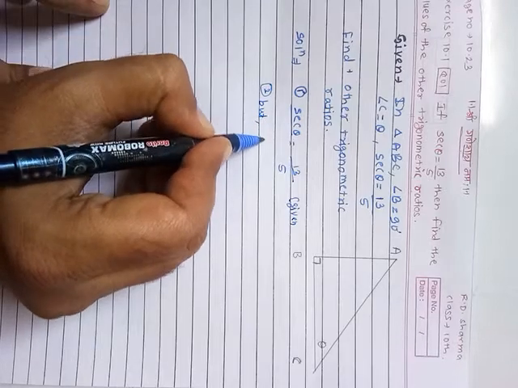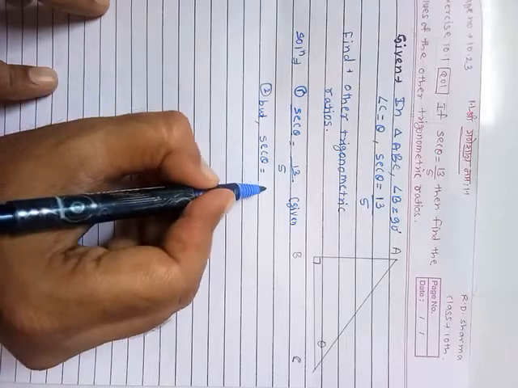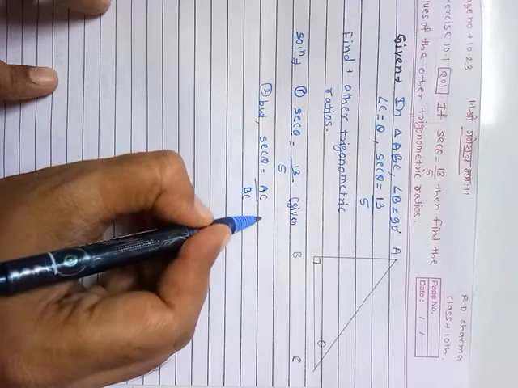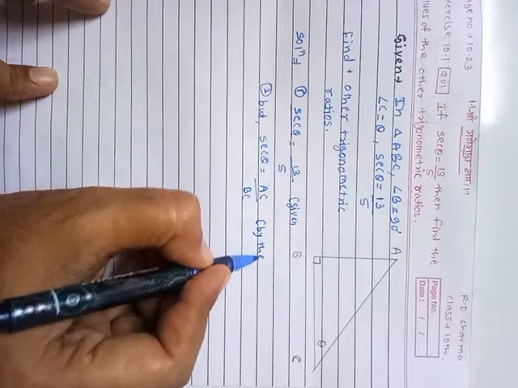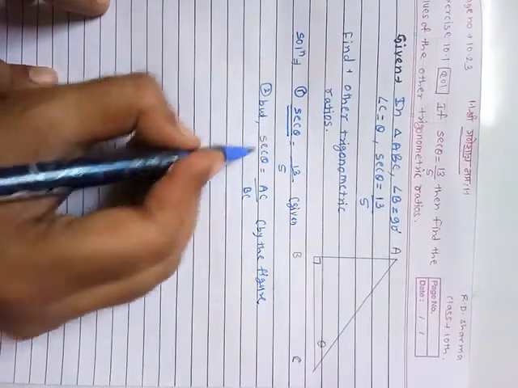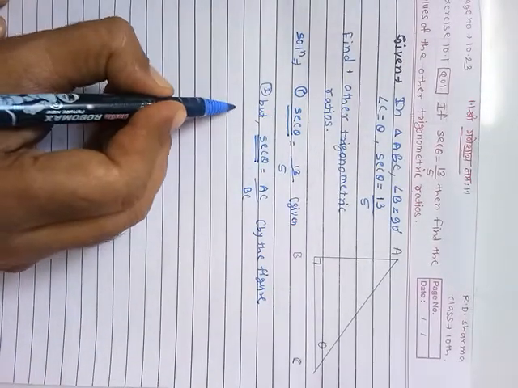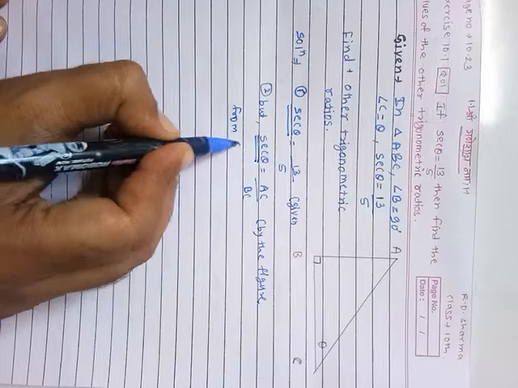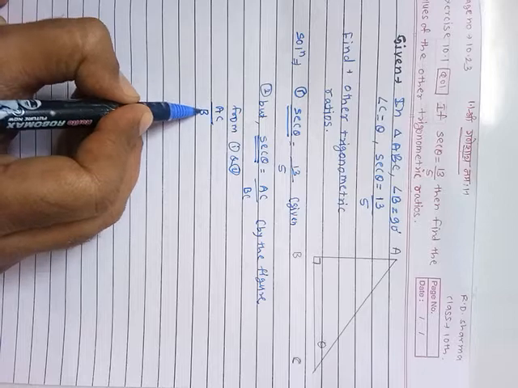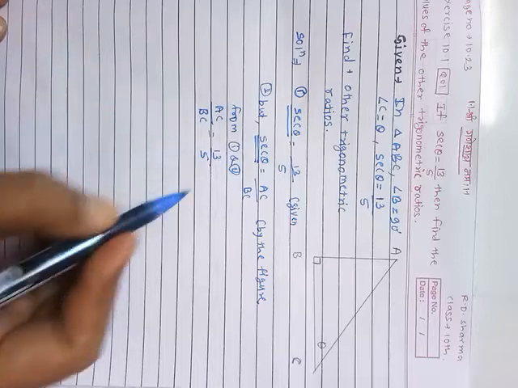But by the figure, what is sec theta? Hypotenuse upon adjacent side. Which one is the hypotenuse? AC, upon the adjacent side, that is BC. The left side of the first one is sec theta, the left side of the second one is sec theta, so sec theta is the same. So the conclusion from 1 and 2: AC by BC equals 13 upon 5, which means the ratio of AC and BC equals 13 by 5.